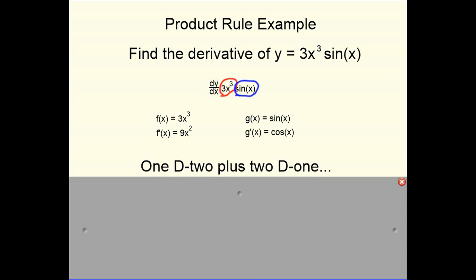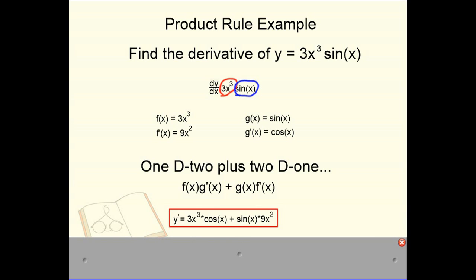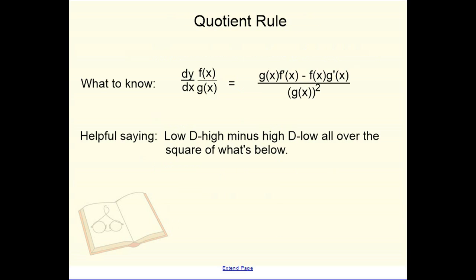So just like the last problem, we want to plug this in for what we already know. So we know that this is 1d2 plus 2d1, which is the same as this, 1d2 plus 2d1. And we know all of this stuff up here, and we can go ahead and just plug it right in. So we know f of x is 3x cubed, g prime of x is cosine of x, plus g of x, which is sine of x, times f prime of x, which is 9x squared. And we have that right here. y prime equals 3x cubed times cosine of x plus sine of x times 9x squared. Cool, cool. Simple enough.